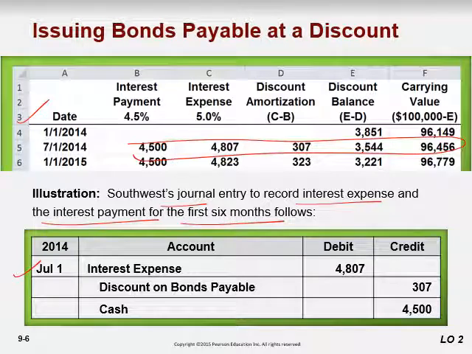So how much do they pay? They actually pay 4,500. This amount is what is stated on the bond's face, which is 9% semi-annually. So after 6 months they have to pay 4,500, right? But we are recording our income statement with this amount, so the difference is here, right? So entry would be interest expense to discount and cash, right? Okay.